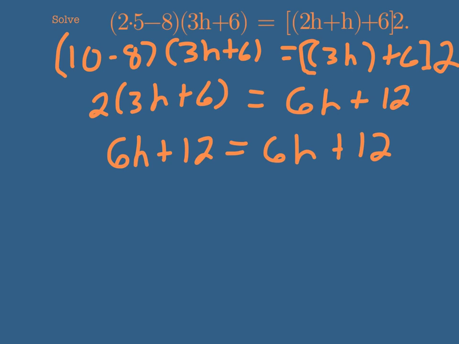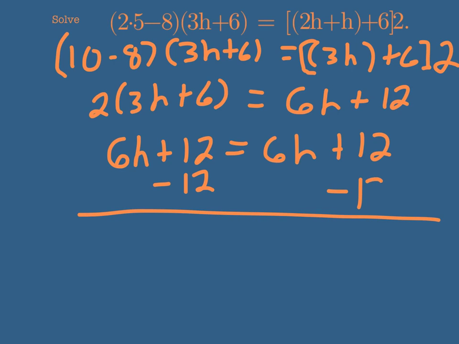Before I say anything, what do you notice? They are both the same. You should see that. 6h plus 12 equals 6h plus 12. So let's say you didn't see it, you didn't recognize it, and you kept on solving. What would happen? Well, you would subtract 12 from this side because you need to combine your h's, get your h on one side. So you'd subtract 12 from this side, and you'd be left with 0.